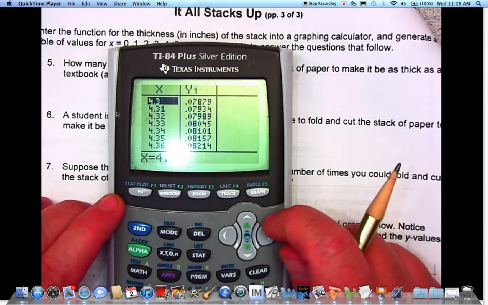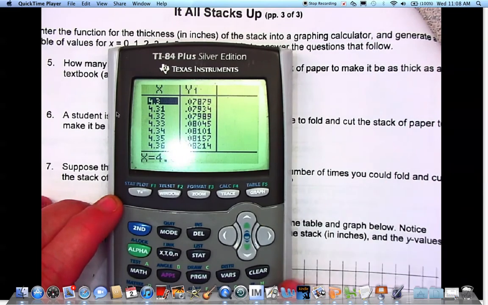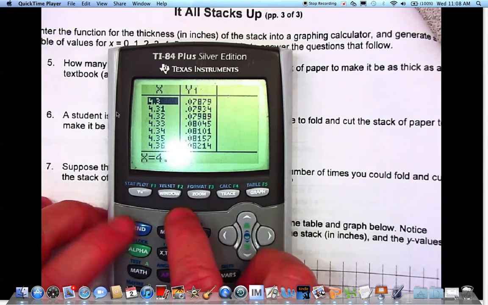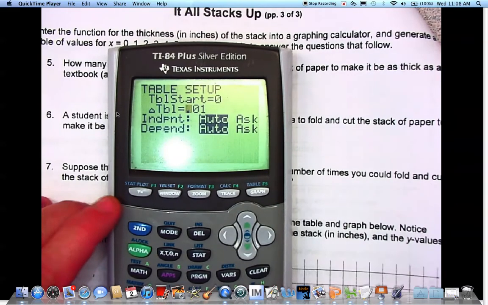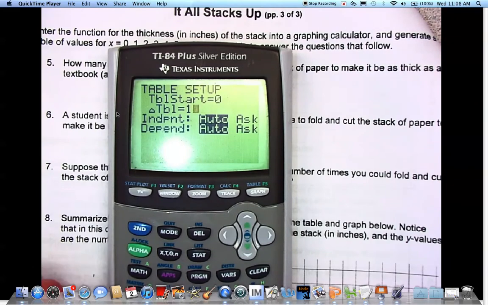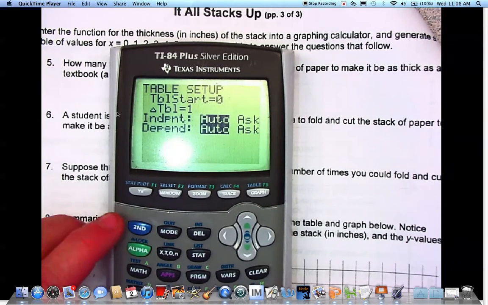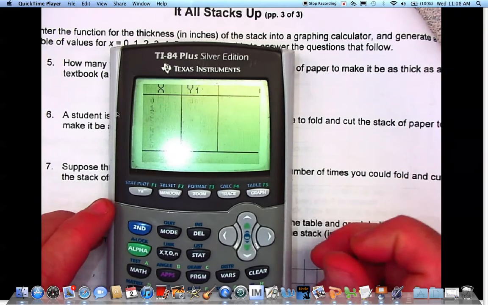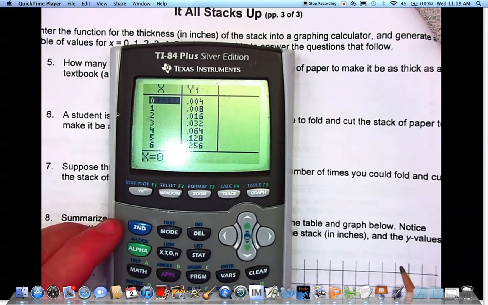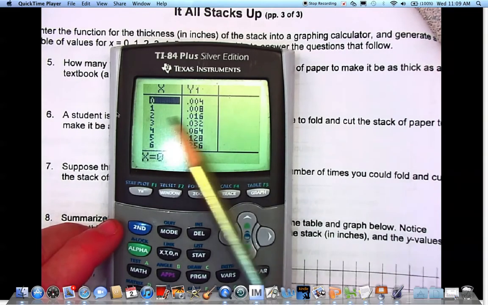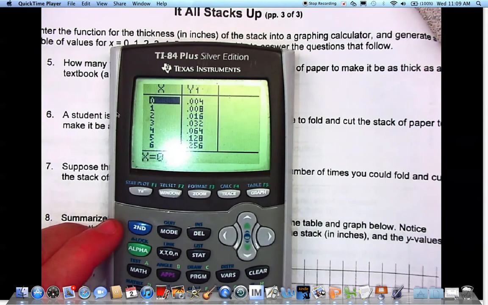So my table's not starting at the right place. How's yours? It starts. Okay. I'm going to go to table start, which is second window, and start it at 0. And I want the change in the table to go by 1s. Okay. Now it looks like our table, doesn't it? Does yours look like this? 0, 0.004, 1, 0.008, 2, 0.016.